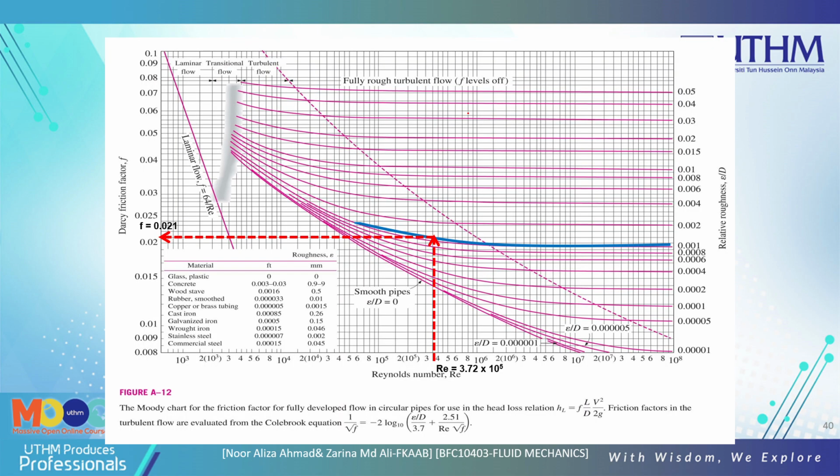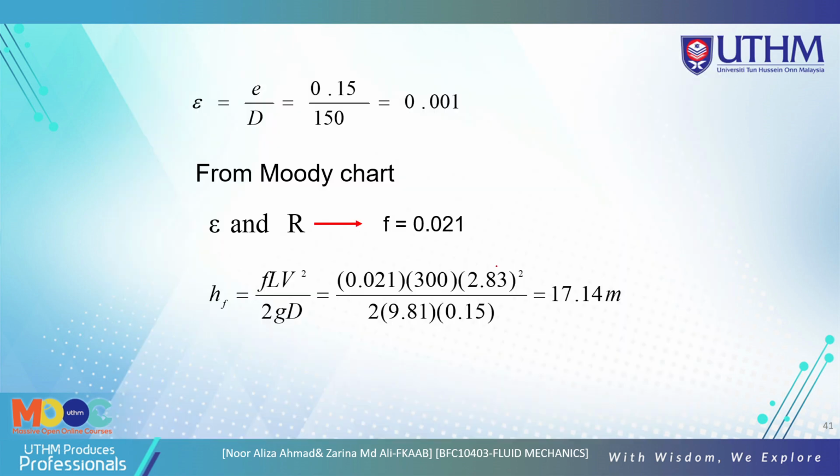So just look at the Moody chart. Based on the Reynolds number, put the Reynolds number here, and we know that the blue line here is 0.001 relative roughness, and just take it across. So you get F is 0.021. You get the value of F based on the Moody chart. Then after you get F, you use this formula to get HF, and you get 17.14 meter.